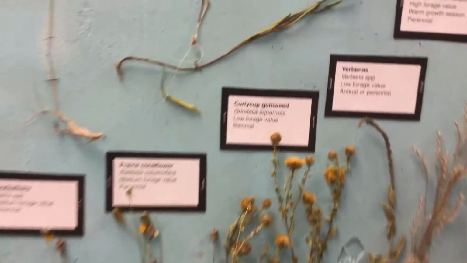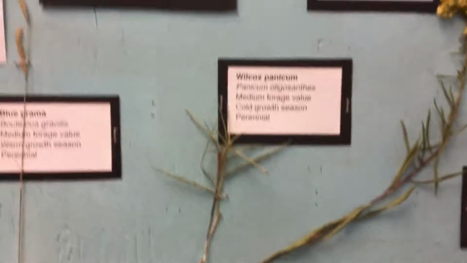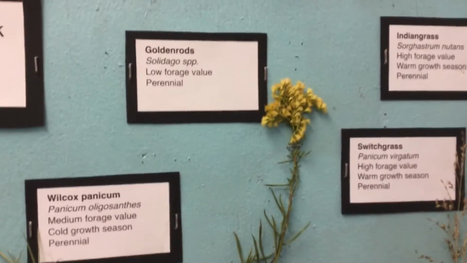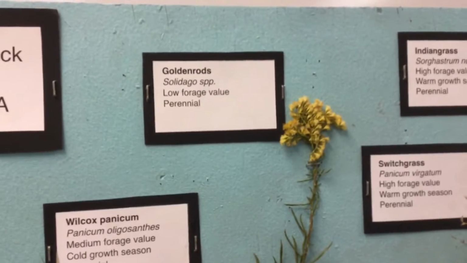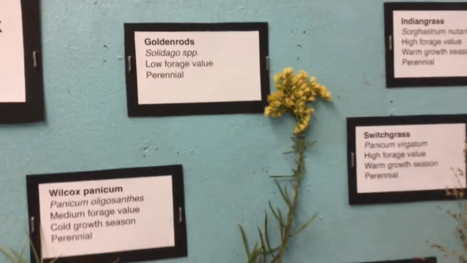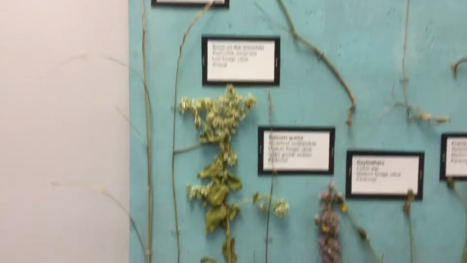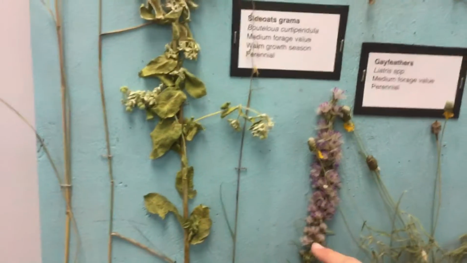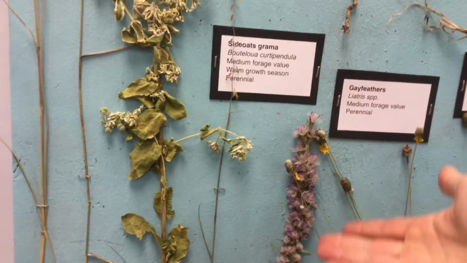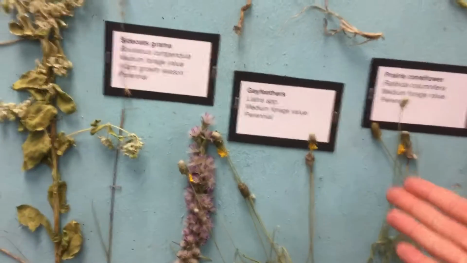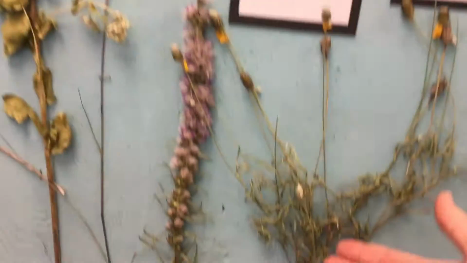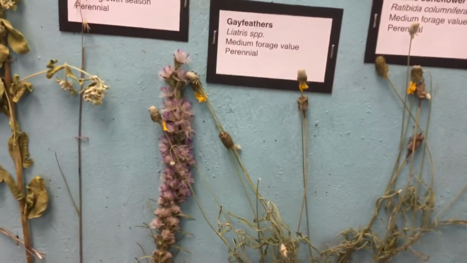Another forb that's usually pretty popular with pollinators is verbenas, as well as goldenrods. So your bumblebees and butterflies, you can see them a lot on those forbs. They typically prefer plants that have more of a flowering structure. This is a gayfeather, which would be a forb. This is a prairie coneflower, which is also a forb.